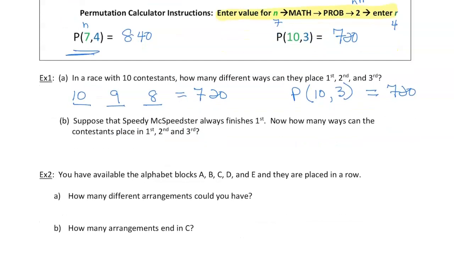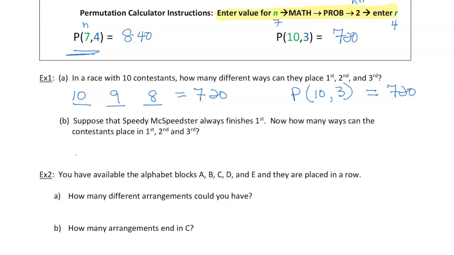And at some point, you may need to stop the video and think about what I'm saying, because I'm giving you a lot of information. The next one says, suppose that Speedy McSpeedster always finishes first. How many ways can the contestants, so we still have 10 of them, place in first, second, and third?